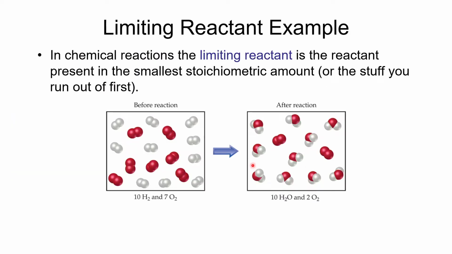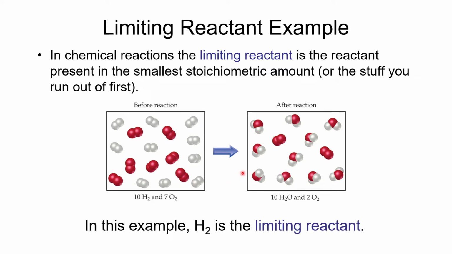So let's look at a limiting reactant example. Again, our limiting reactant is the stuff that is there in the smallest stoichiometric quantity, or it's the stuff that we run out of first, if we want to put it in layman's terms. If we look at this particular reaction between hydrogen and oxygen, we'll see that we've got 10 molecules of hydrogen on the left and also 7 molecules of oxygen. Whereas on the right, after all the reacting has occurred, we've got 10 molecules of water and 2 molecules of oxygen. Well, the thing that we ran out of first is hydrogen. So it is the limiting reactant. Hydrogen is our limiting reactant.